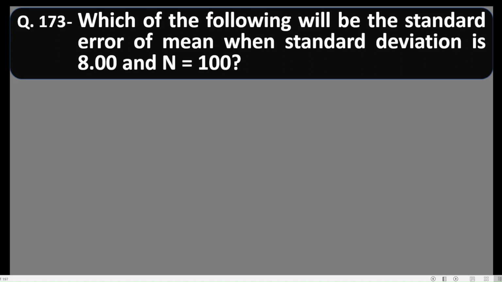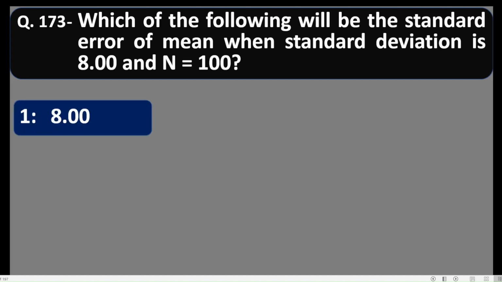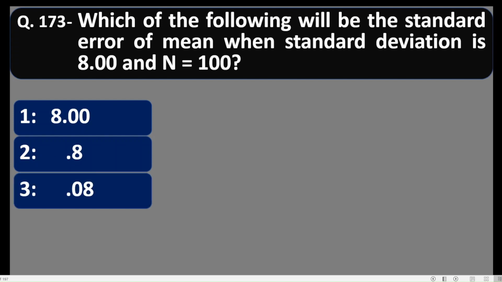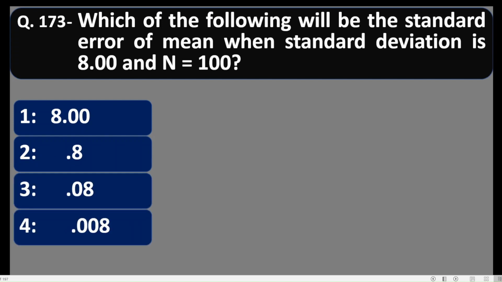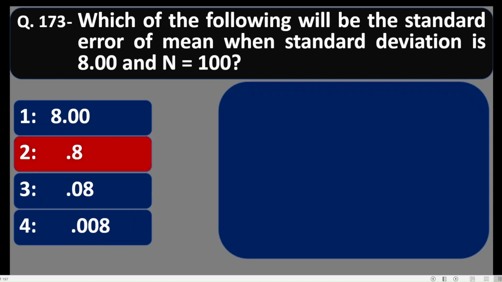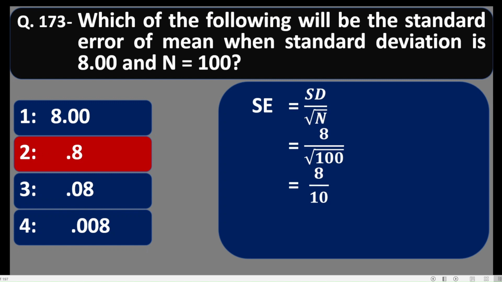Question 173. Which of the following will be standard error of mean when standard deviation is 8 and n is 100? Let us see the options: 8, 0.8, 0.08 and 0.008. The correct answer is 0.8. How? This is the formula of standard error of mean, that is SD upon under root n. SD means standard deviation, that is given here 8 and n is 100. By putting this value, we will get 0.8 in this way. So correct response is 0.8, option number 2.